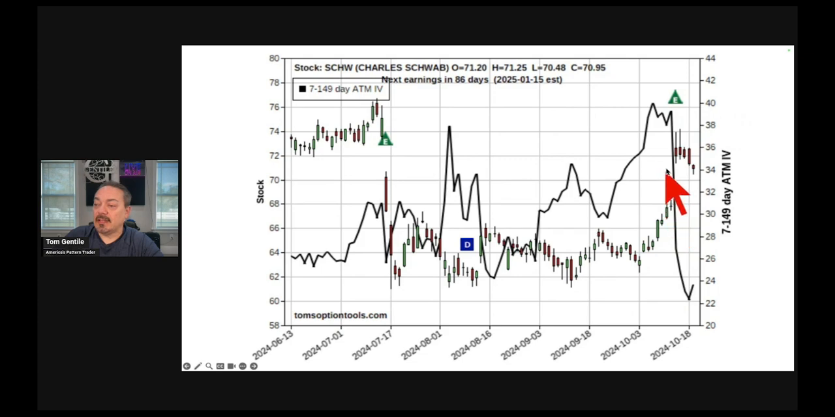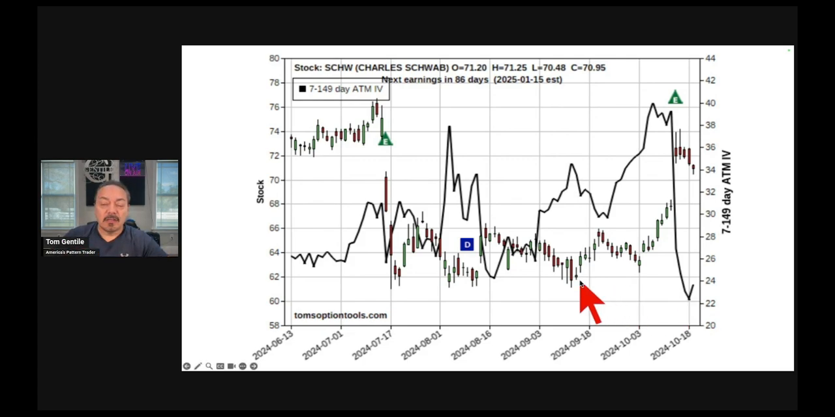Went from 68 to about 72, 4 points. But what really dropped was going from about a 40 IV down into the low 20s. The time value, the extrinsic value of the options on Schwab dropped nearly in half after the earnings report that came out about a week ago. What does that mean for options?